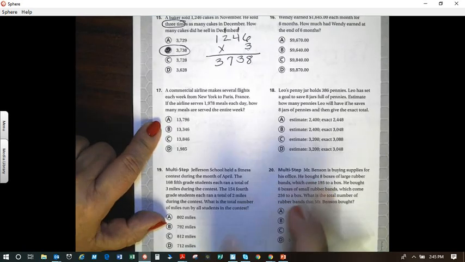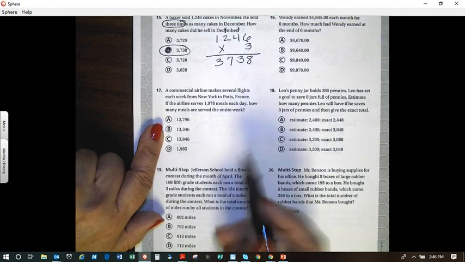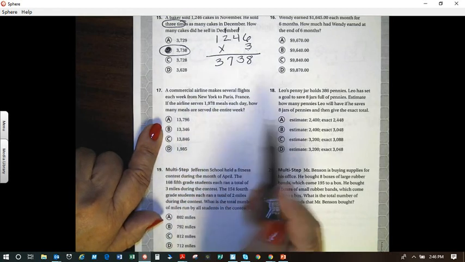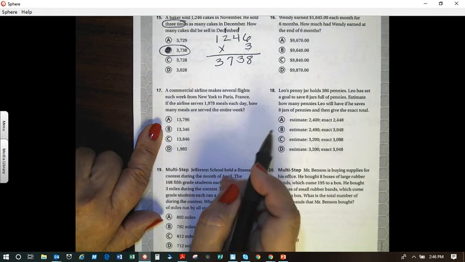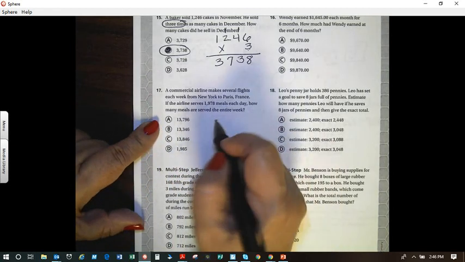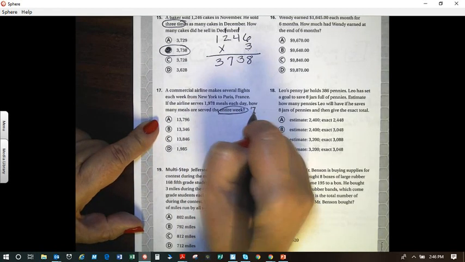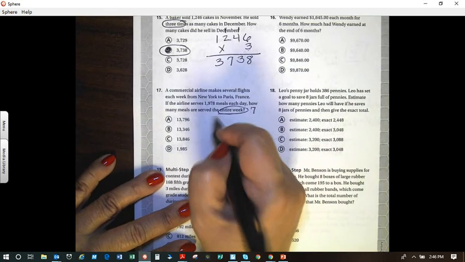17. A commercial airline makes several flights each week from New York to Paris. We're going to Europe again. If the airline serves 1,978 meals each day, how many meals are served in the entire week? How many days are in a week? 7. We're having groups, and what operation will we use? That's exactly right. We're going to multiply that out.